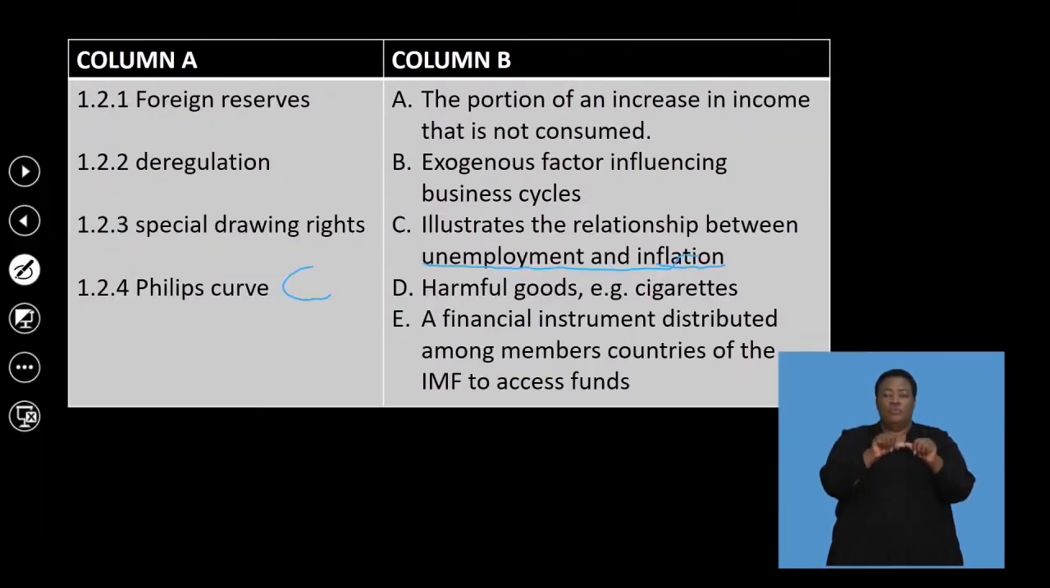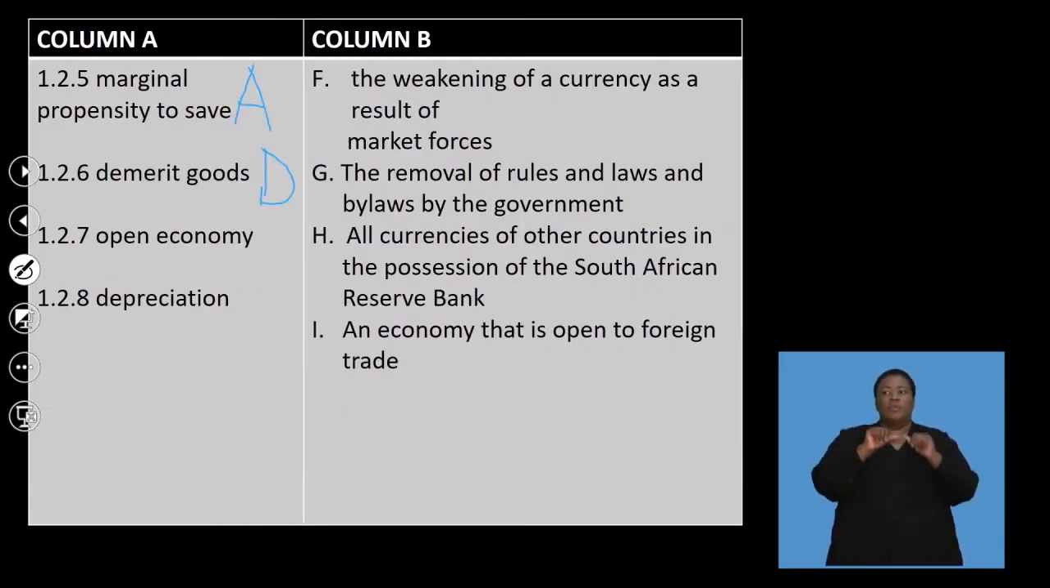It says a financial instrument distributed among member countries of the International Monetary Fund, the IMF, to access funds. That one is the special drawing right. We've got special drawing right under 1.23. So the answer there is 1.23 is E. Let's continue to the next slide on our terminology.